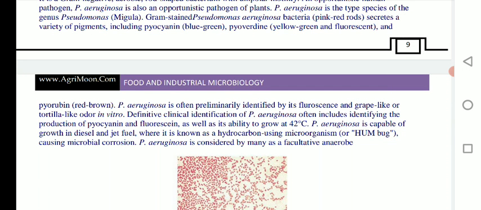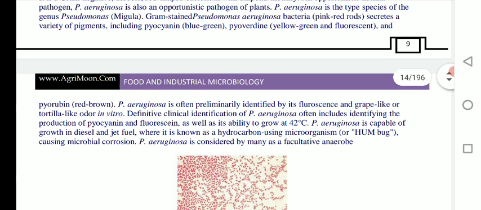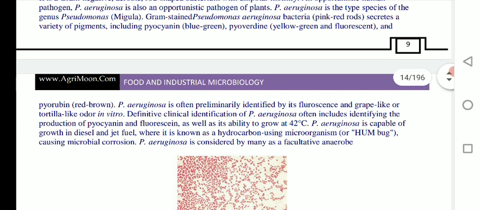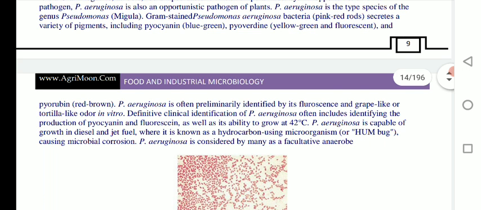Then definitive clinical identification of Pseudomonas aeruginosa often includes identification of production of pyocyanin as well as fluorescein. So production of these two compounds we can use as a test for identification of Pseudomonas aeruginosa from the rest of the Pseudomonas species, as well as its ability to grow at 42 degrees Celsius. These are some peculiar features of Pseudomonas aeruginosa: it produces pigments like pyocyanin and fluorescein, and it can grow even at 42 degrees Celsius.